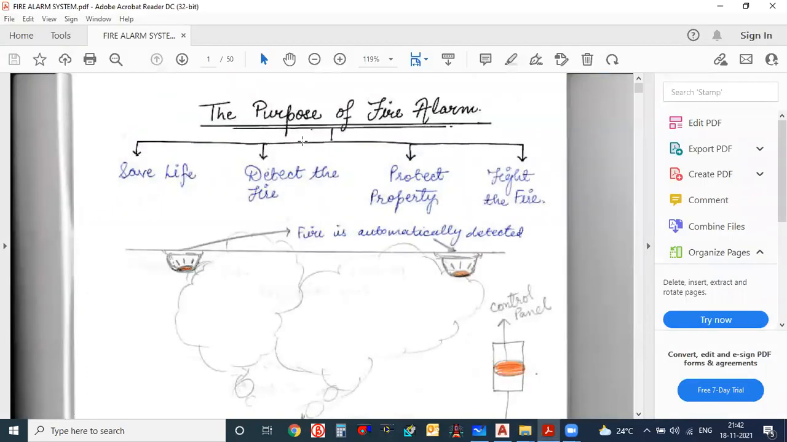So yeah, this is about the fire alarm system. So basically, why are we doing this firefighting or fire alarm system? What is the purpose of the fire alarm system? It is to detect the fire. The very first thing we require is the detection of fire. Obviously, if you detect the fire, you can fight the fire, protect the property, and save the life. These are the certain things which can be followed.